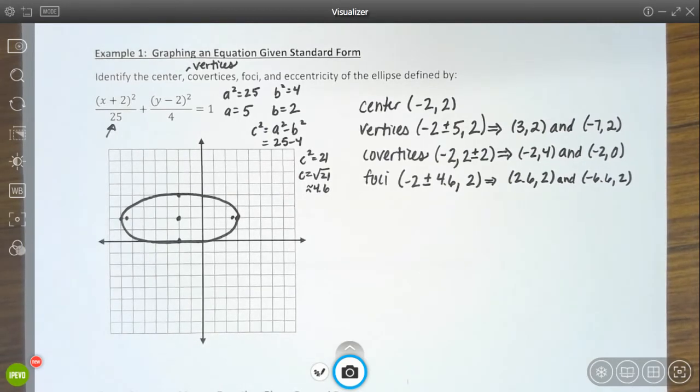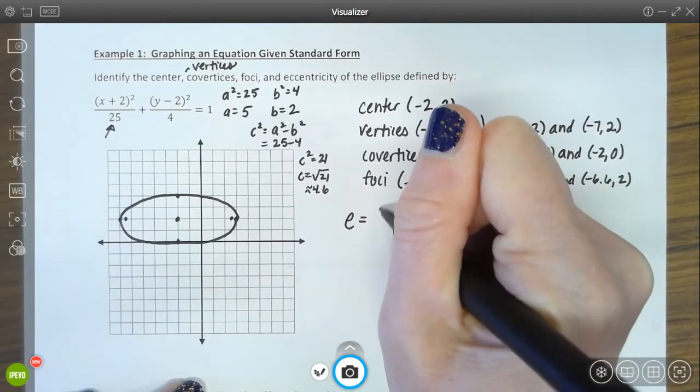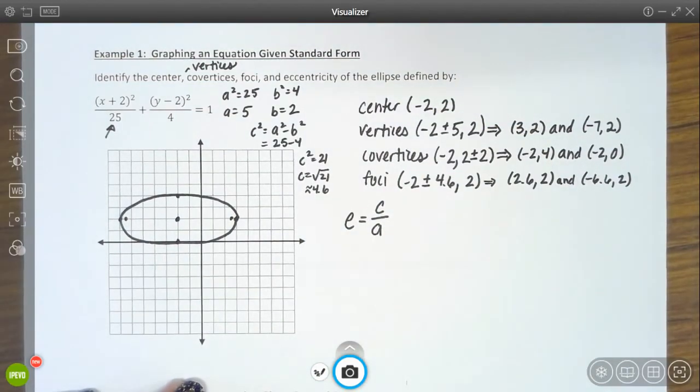The other thing we can talk about in terms of our ellipse is its eccentricity, and that's a value between 0 and 1 that's going to tell me how rounded my ellipse is. And so when we're looking at it, the closer that value gets to 1, the more and more elongated our ellipse is going to be. And all we do to find our eccentricity is we use the formula that is the ratio of our c value divided by our a value.